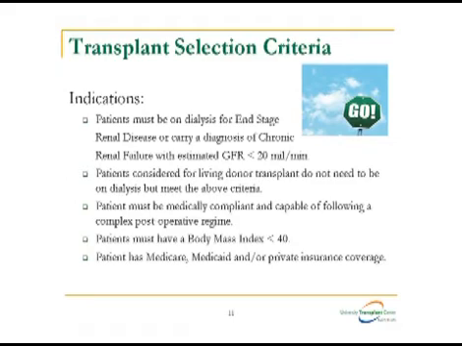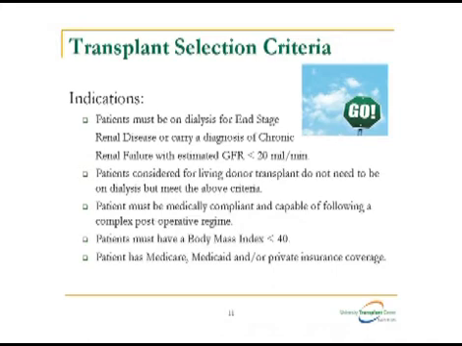So, what are the criteria for transplant? These are patients that must be on dialysis for end-stage renal disease or carry a diagnosis of chronic renal failure with an estimated glomerular filtration rate of less than 20 milliliters per minute. It is important that patients, especially those patients on dialysis, know what their glomerular filtration rate is. Patients considered for living donor transplant do not need to be on dialysis, but must meet the above criteria of a GFR of less than 20.